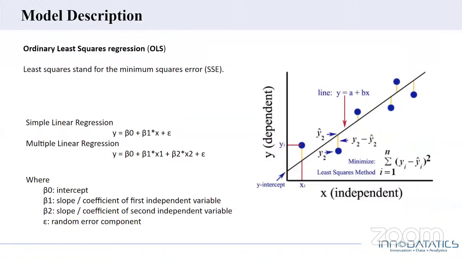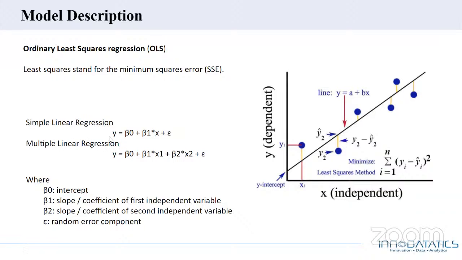Okay, coming to model description, ordinary least squares or OLS is a common technique for estimating coefficients of linear regression equations which describe the relationship between one or more independent variables and a dependent variable. In simple linear regression, a target variable is dependent upon a single independent variable, whereas in multiple linear regression, there are more than one independent variables. These are the equations for simple linear regression and multilinear regression.